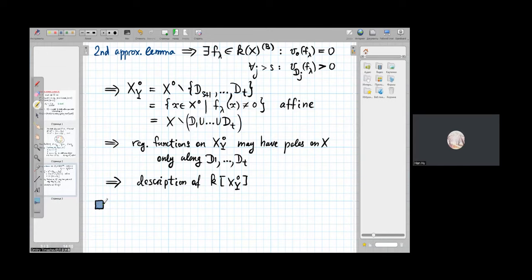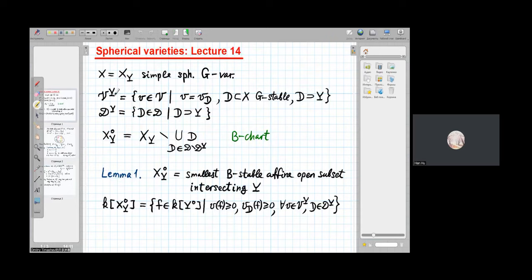Now let me organize the data which correspond to a simple spherical variety a bit differently. Coming back to this first page, we have this finite set of valuations corresponding to G-stable prime divisors in my simple variety containing the closed orbit Y. And also we have this set of colors containing this closed orbit Y. To each of these finite sets, there corresponds a set of vectors in the vector space spanned by the dual weight lattice. And let us consider the convex cone spanned by these vectors in this vector space.